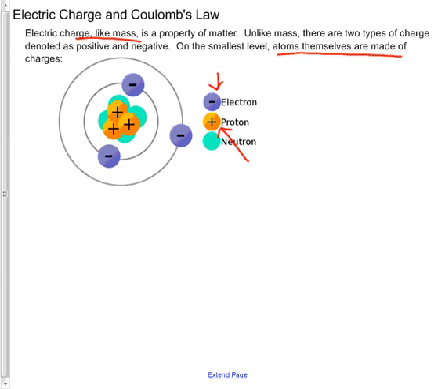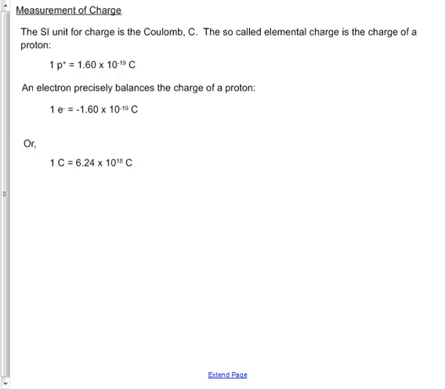Let's try to quantify this. How can we measure it? The real way to do this is with the Coulomb. The SI unit, or International System unit, for charge is the Coulomb, named after one of the scientists who worked on the idea of electric charge to begin with. The Coulomb is our base unit. One Coulomb is a certain amount of charge, just like one meter is a certain amount of distance, or one kilogram is a certain amount of mass.